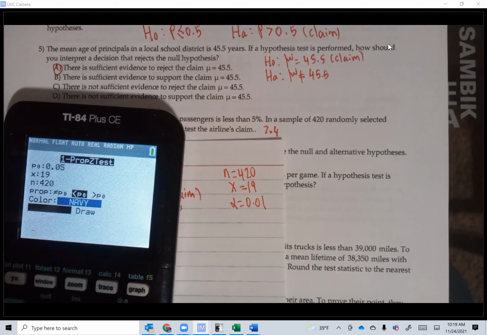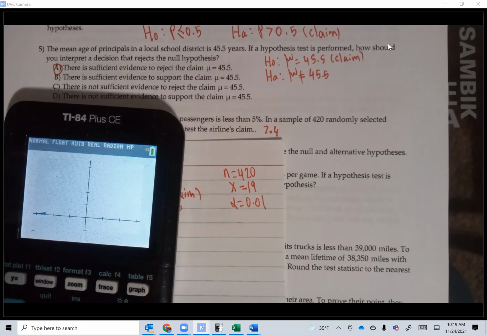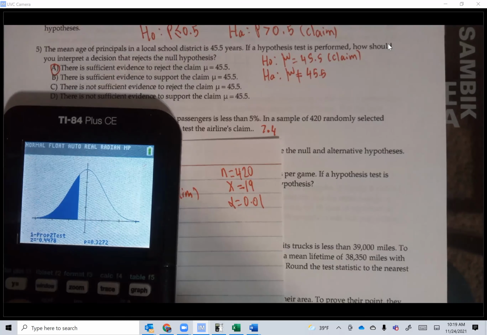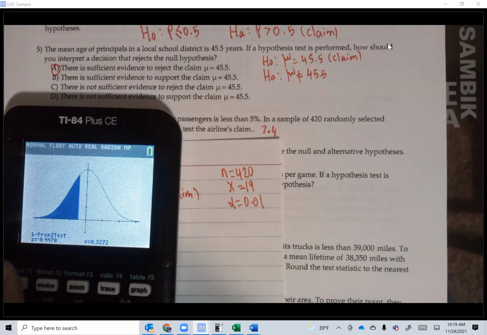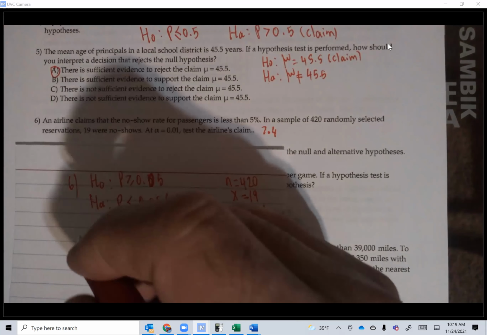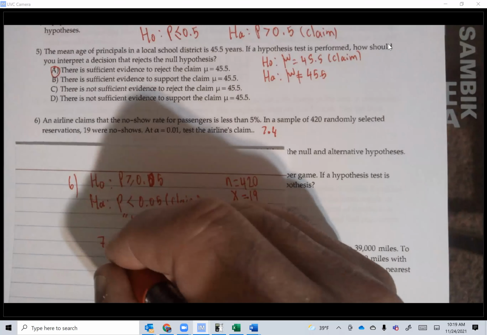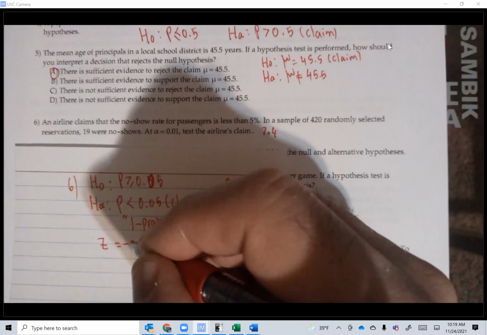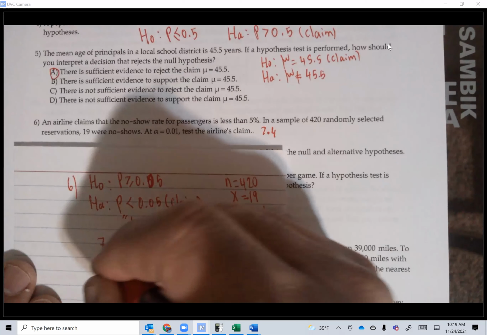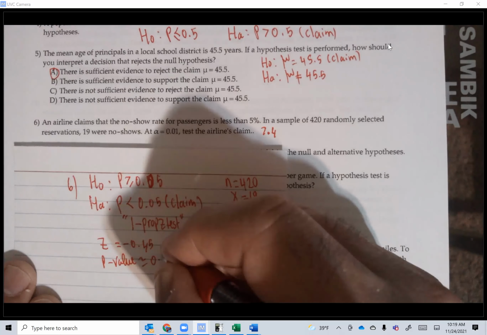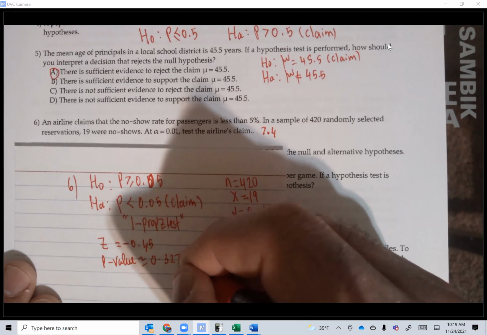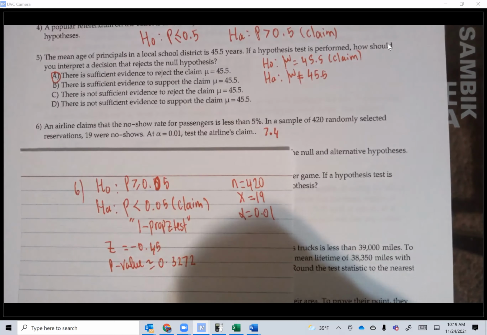And you want to do draw? I can do that. Oh, it's a big p-value. So we're going to fail to reject H0. So Z is negative 0.45, and the p-value is 0.3272.